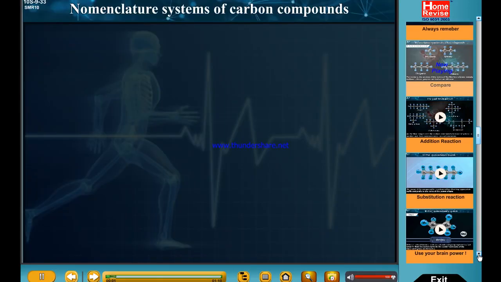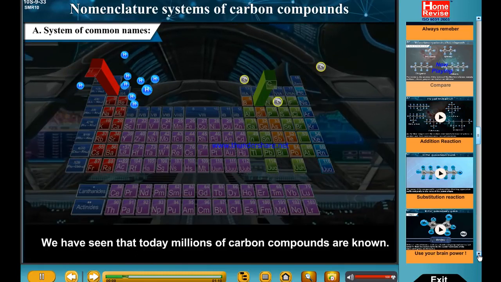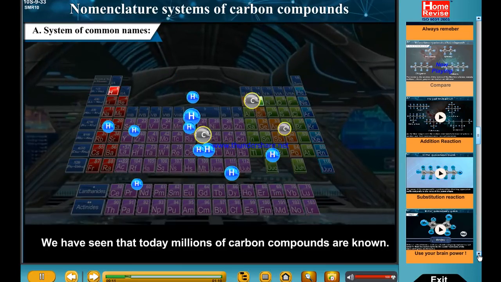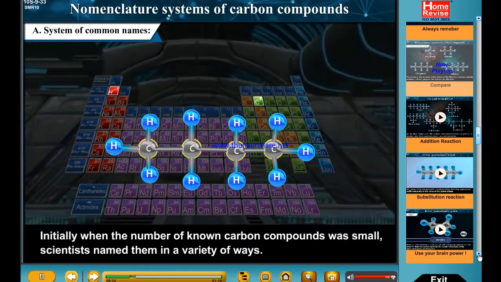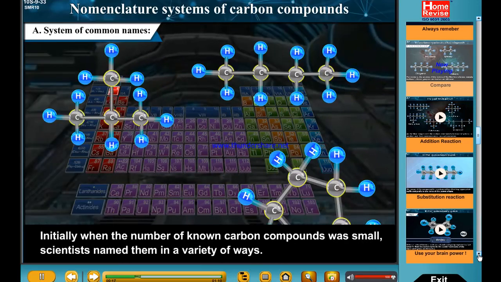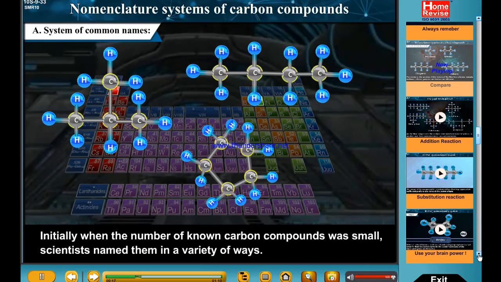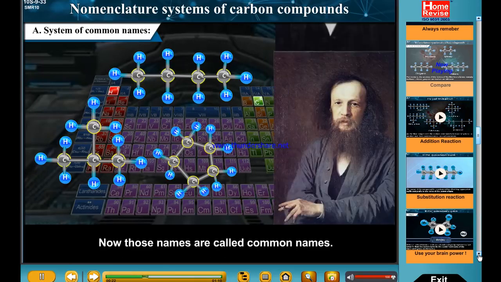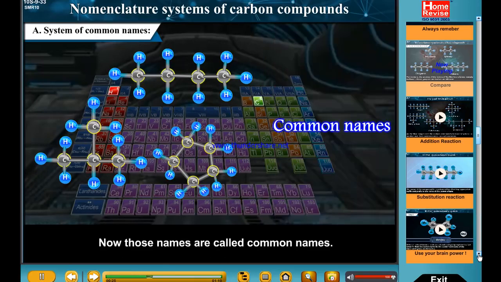Nomenclature systems of carbon compounds. A. System of common names. We have seen that today millions of carbon compounds are known. Initially, when the number of known carbon compounds was small, scientists named them in a variety of ways. Now those names are called common names.